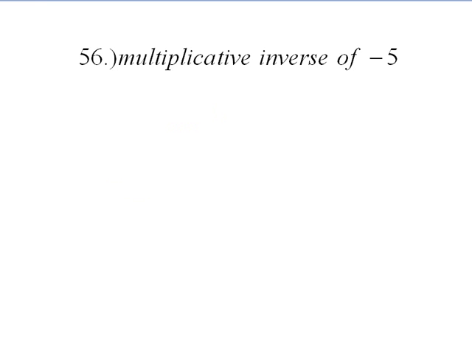What about our multiplicative inverse of negative 5? Again, we have to remember that our multiplicative inverse equals 1. So we have negative 5 and we multiply by that reciprocal again, 1/5. And as long as that equals 1, this is our multiplicative inverse, negative 1/5.